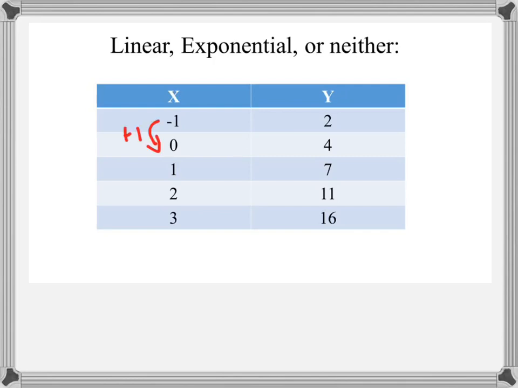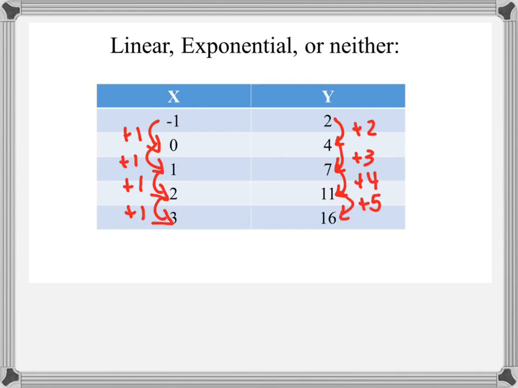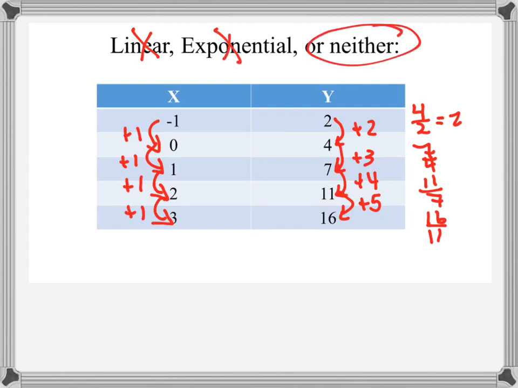One final table: again, going up by 1, so some constant value. The y values go up by 2, by 3, by 4, by 5, so not linear. If we check the ratios, we've got 4/2, which is 2, 7/4, 11/7, 16/11. So this is not exponential, so it must be neither.